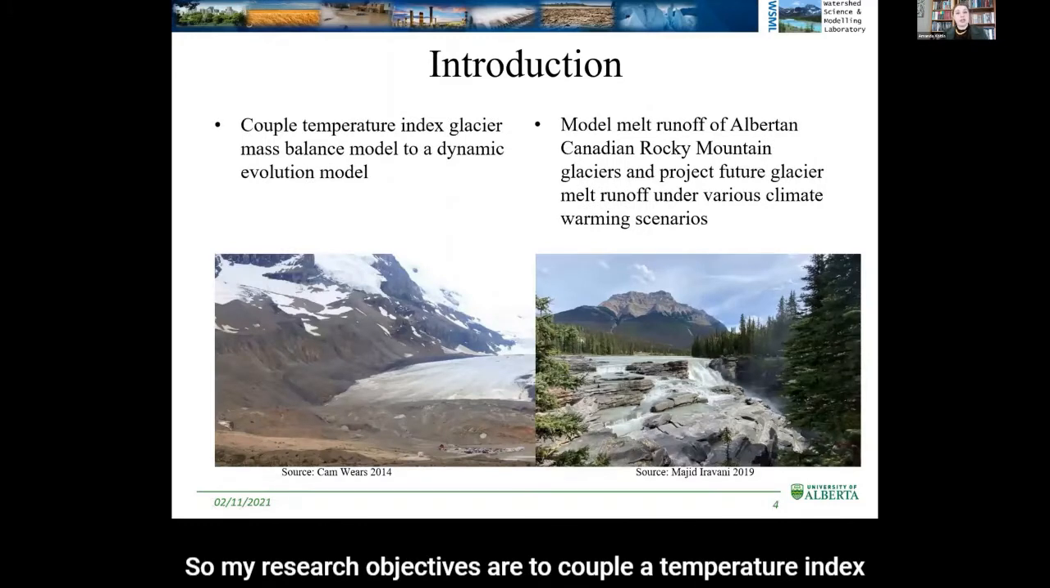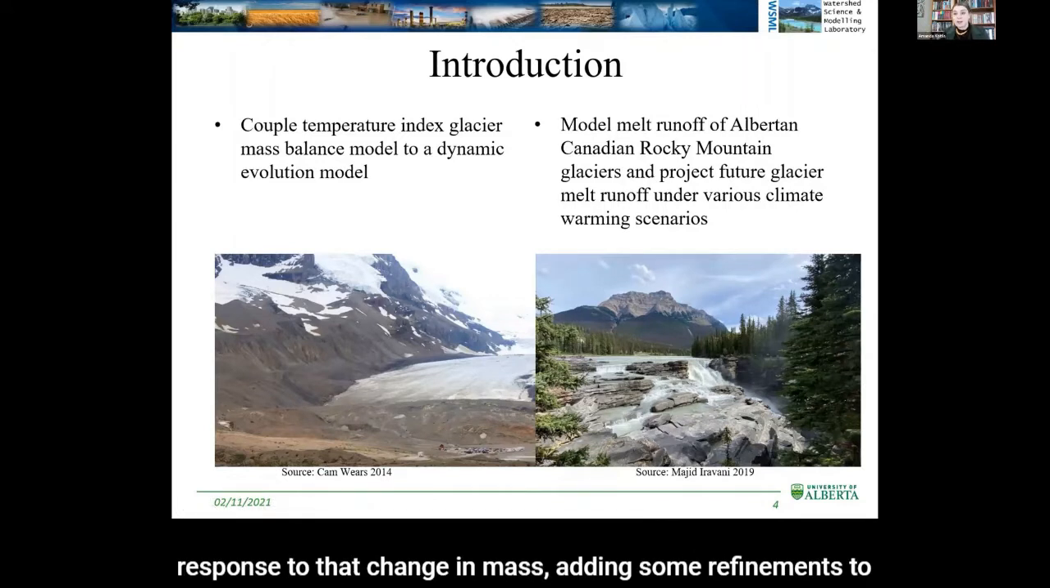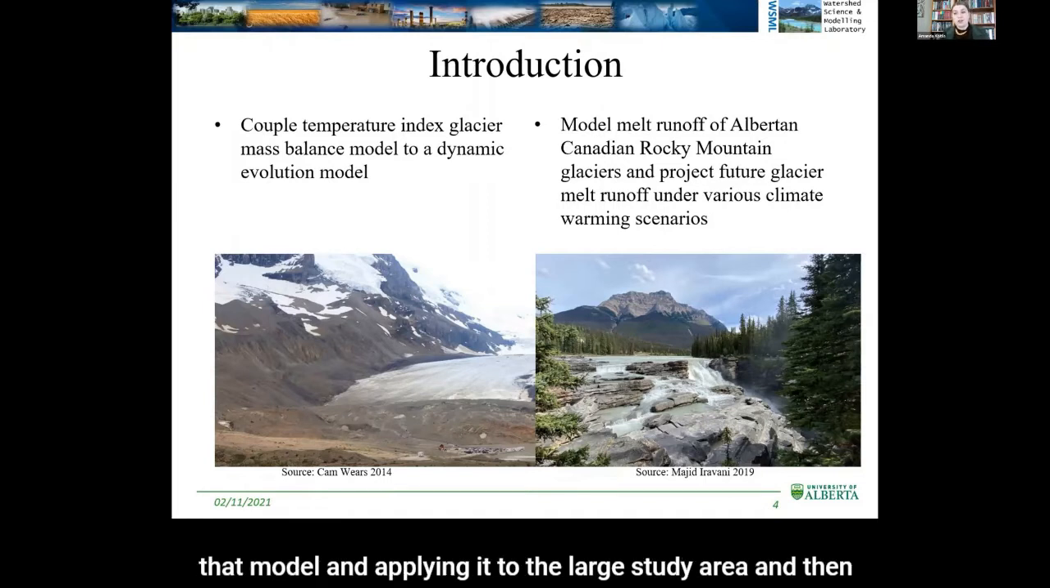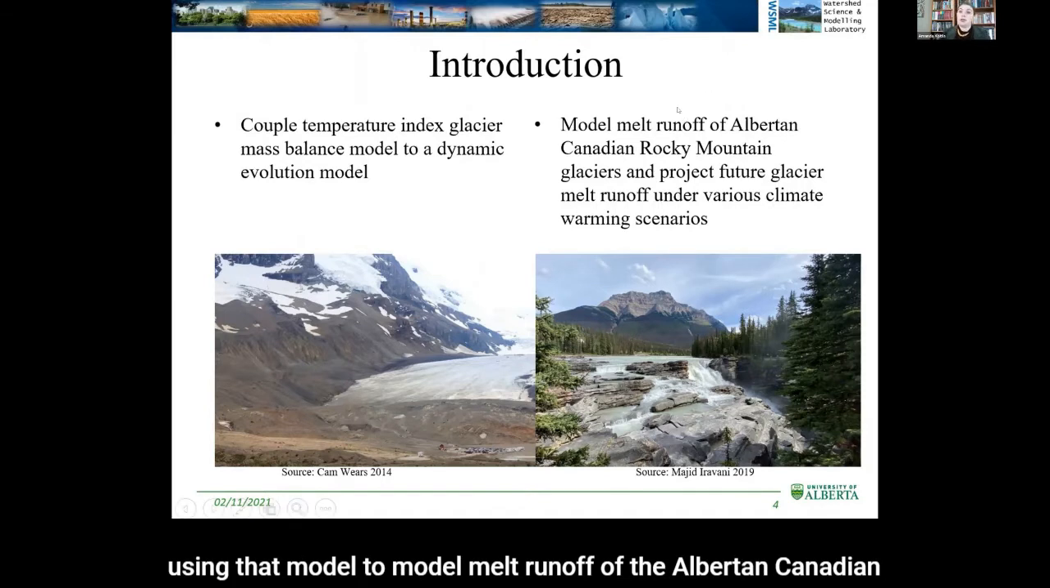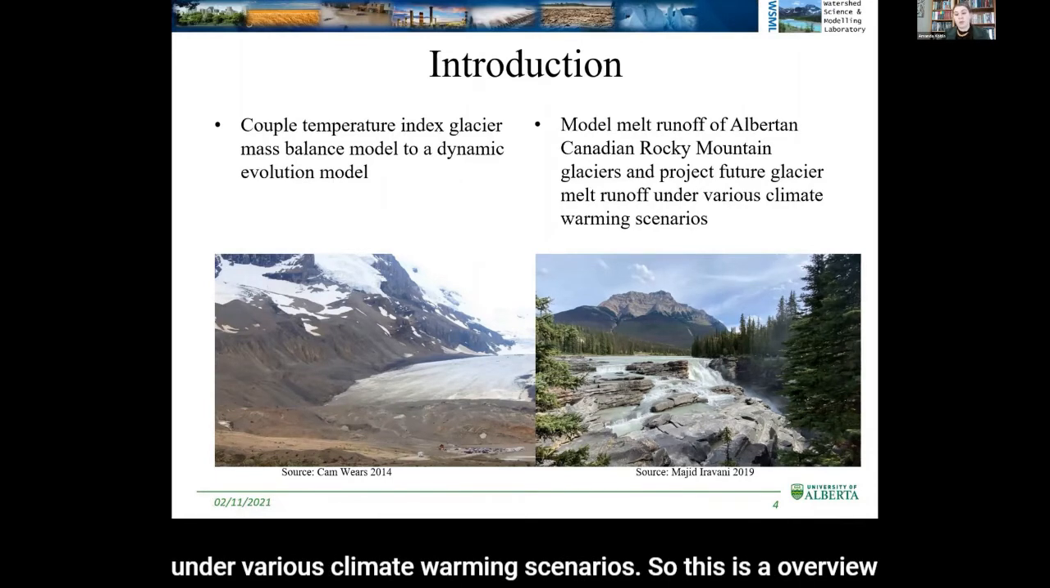So my research objectives are to couple a temperature index glacier mass balance model to a dynamic evolution model. So the mass of the glacier is changing, and what is the glacier's response to that change in mass? Adding some refinements to that model and applying it to the large study area. And then using that model to model melt runoff of the Albertan Canadian Rocky Mountain glaciers and project future melt runoff under various climate warming scenarios.